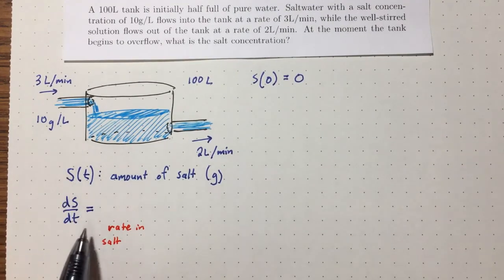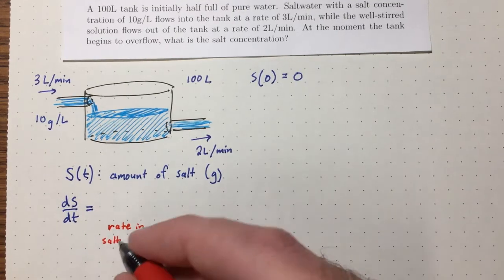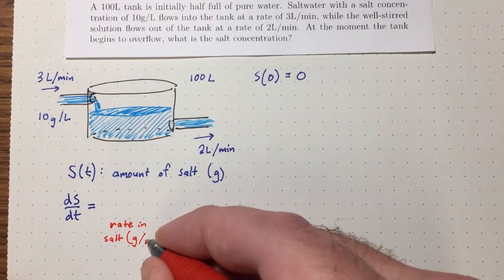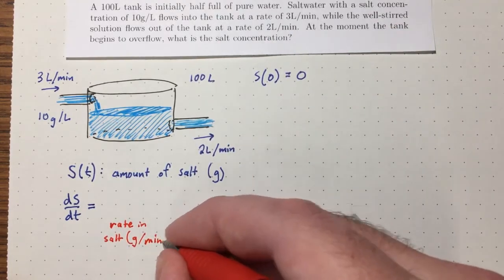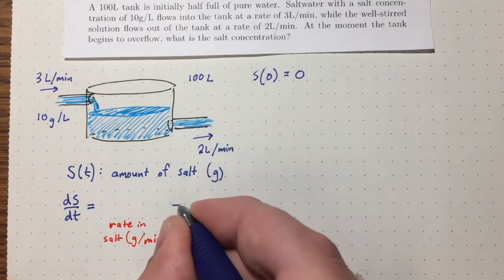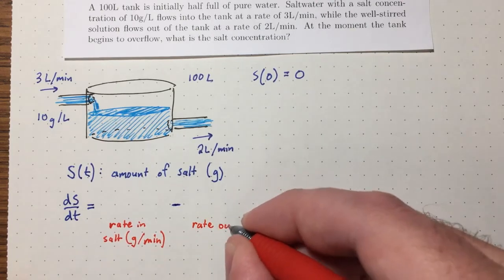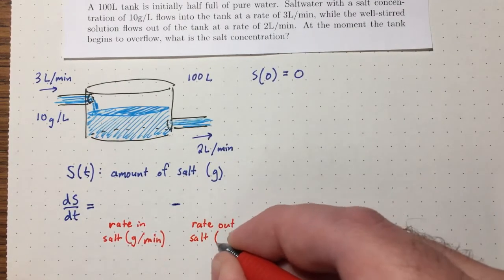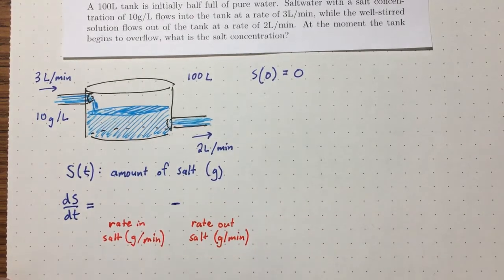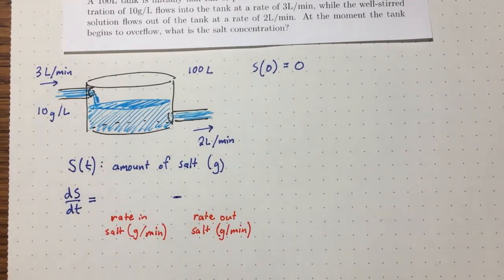right? But what should the units of dS/dt be? It should be grams of salt per time, right? So what's our time unit? Minutes. So grams per minute. t will be in minutes. So we have the rate in minus the rate out. This is a typical setup for these mixing problems. So the rate out of salt in grams per minute. It's always a good idea to keep in mind what our unit should be, because then we'll be able to check to see if what we write down makes any sense.